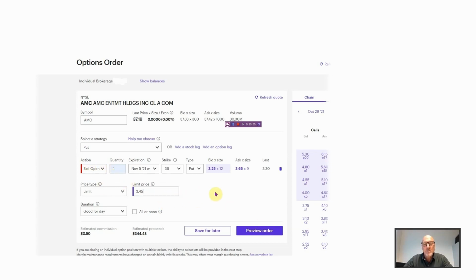The actual order placement is very easy, and you have to understand that first you need options level 2 in order to do this, and secondly you need the cash in the bank to cover that put. So you cannot just sell it for $325. That is not the concept. A cash secured put means that you have to have the strike price in cash. That's 36 times 100, $3,600 in cash.